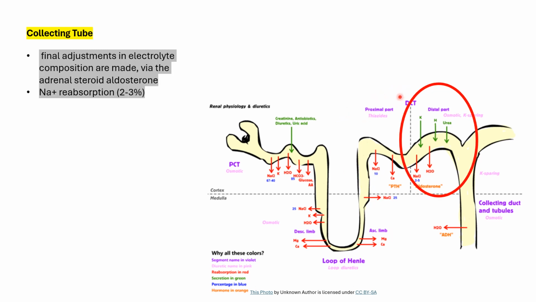The next component of the nephron is the collecting tubule. In the collecting tubule, final adjustments of the electrolyte composition of urine are made, mainly via the adrenal steroid aldosterone. Sodium reabsorption happens through this aldosterone action, and 2 to 3% of filtered sodium is reabsorbed in the collecting tubule.